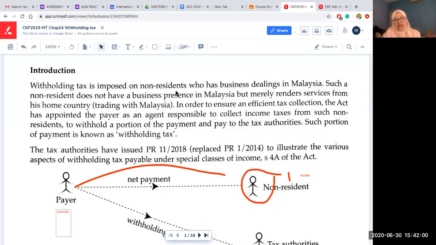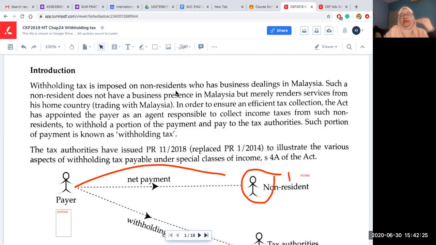Either the non-resident is an individual or it could also be a company. To the non-resident, it is income. To the payer, the payment is an expense which appears in your profit and loss account. All right. So when you say withholding tax, it's not all payments. Certain types of payment made to a non-resident person are subject to withholding tax.